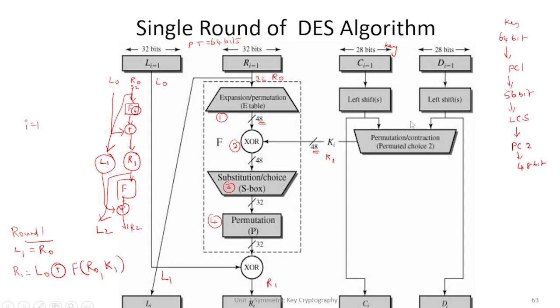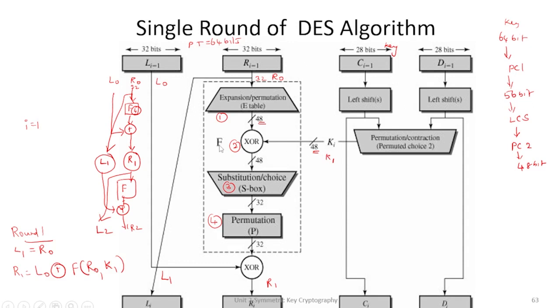Now on the key side, if the 64-bit key is given, we should apply permuted choice 1 to reduce it to 56 bits. Then this 56-bit value is divided into two halves, 28 bits and 28 bits. In each half, we apply a left circular shift. Then the combined value goes through permuted choice 2, converting the 56-bit key into a 48-bit subkey. For each subkey, the left circular shift should be done.